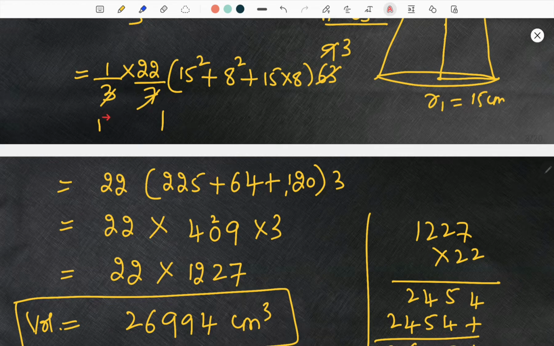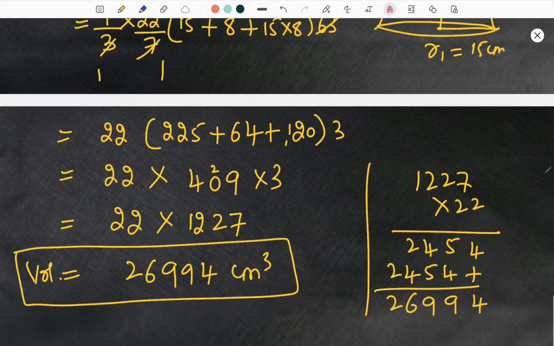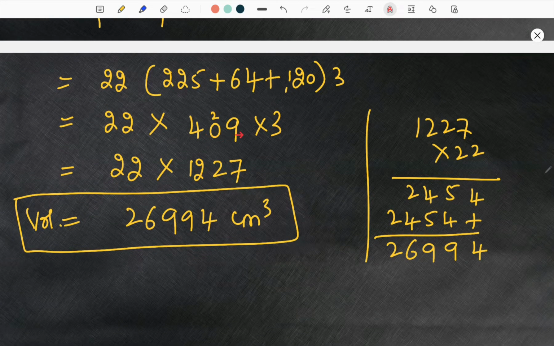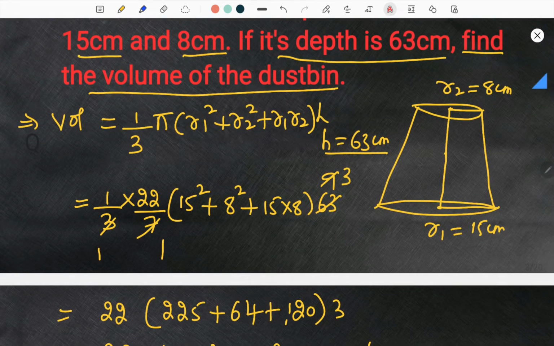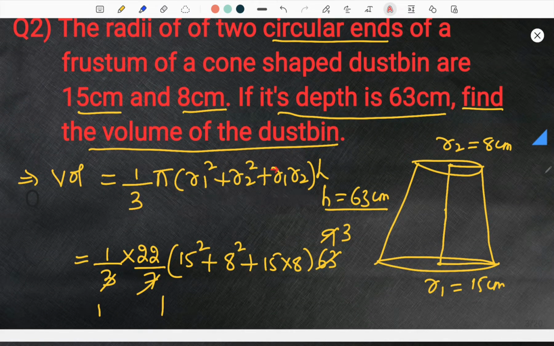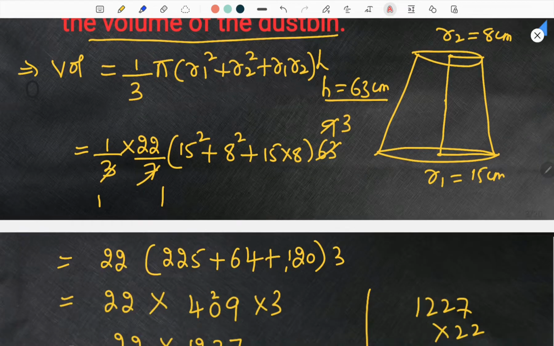7 1s are 7, 9s are 3, 1s are 3, 3s are. Then 22 bracket 225 plus 64 plus 120 into 3. 22 into, let us add this up, it is 9, and here it is 2 plus 6 is 8, 8 plus 2 is 10, 1 is the carry, 1 plus 1 is 2, 2 plus 2 is 4, alright, then into 3, then 22 into 409 into 3, I have done here, 3 9s are 27, 3 4s are 12. Alright, so everything is fine. So you make sure that whenever you solve a question in surface areas and volumes, you are checking the calculation there only, so that your mistakes will be reduced.